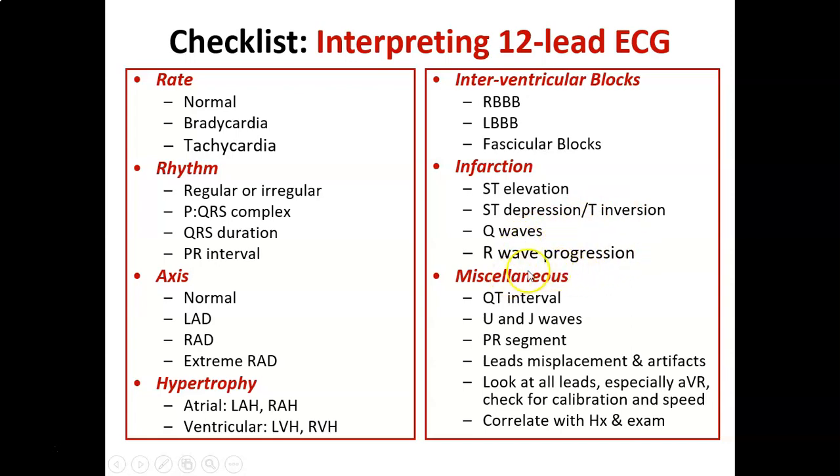And the final step is the miscellaneous. In this step we are going to cover the QT interval, U wave, J wave, PR segment, lead misplacement and artifacts, and we'll look at all the leads, especially AVR, and calibration and speed. We have to take care of this one as well. And we should correlate all the findings on the ECG with the history and physical examination to reach a proper treatment decision.